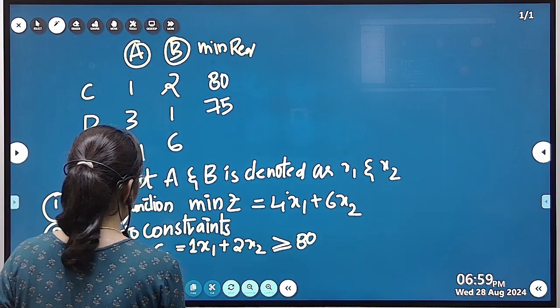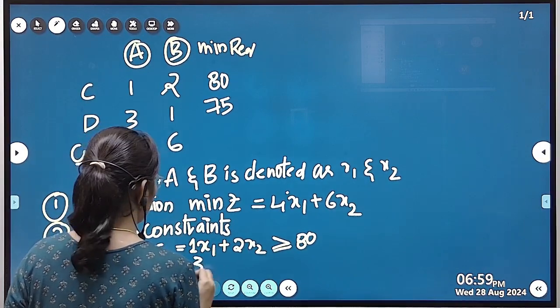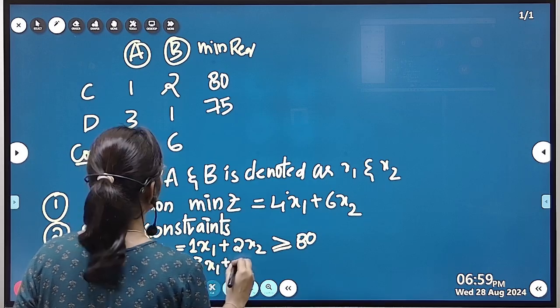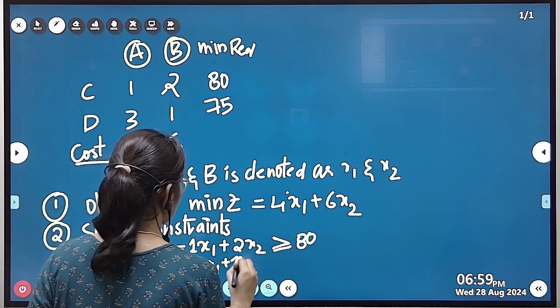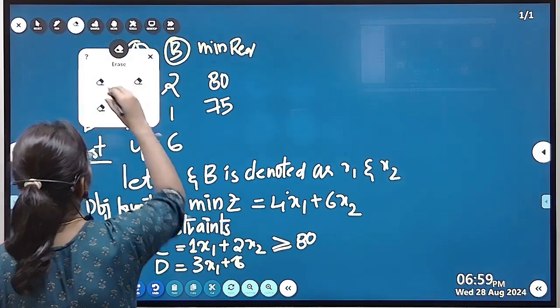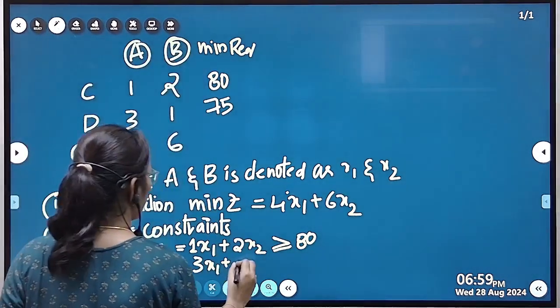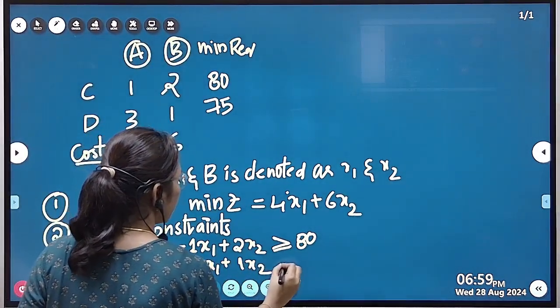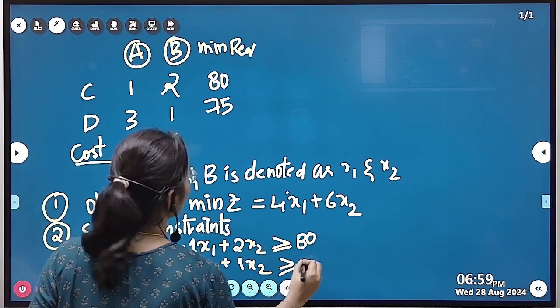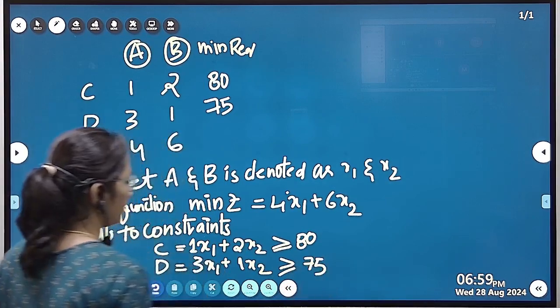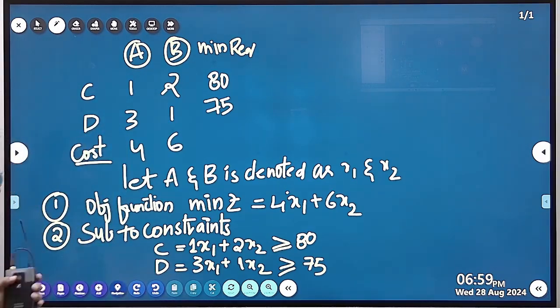Next ingredient C. How much is it? 3x1 plus 1x2 is greater than or equal to 75. Okay, this is the second step.